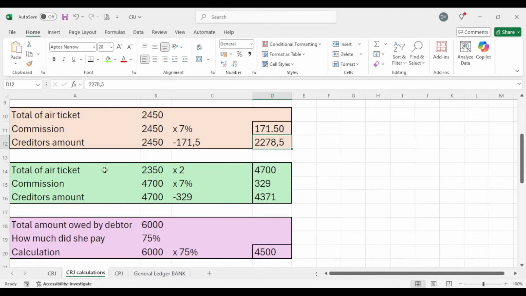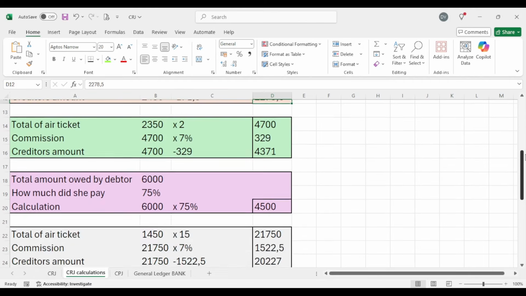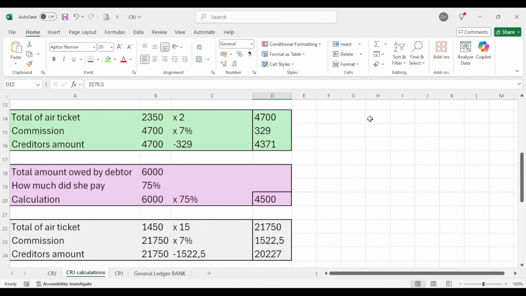Right. So you sold 2 air tickets. That's why we're multiplying with 2. It gives you a total of 4,700 Rand. You have to work out your commission of 7%, which gives you 329 Rand. And in order to get the creditor's amount, you're going to take the full value minus the commission, gives you the balance due to the creditor.